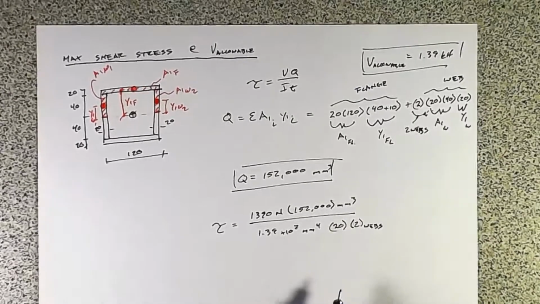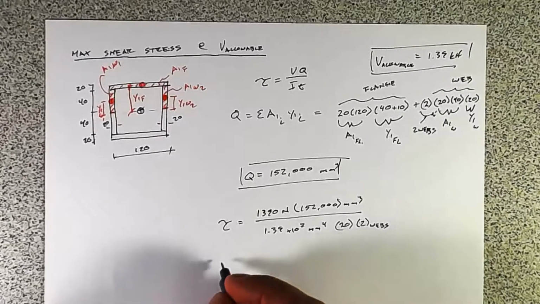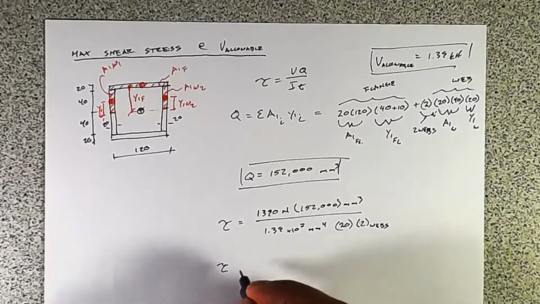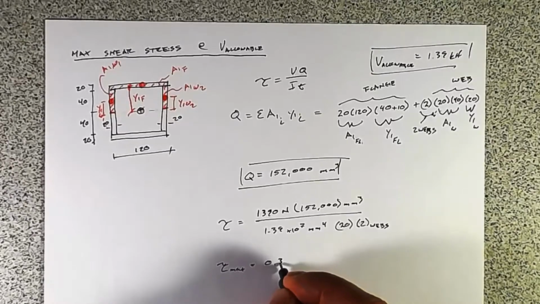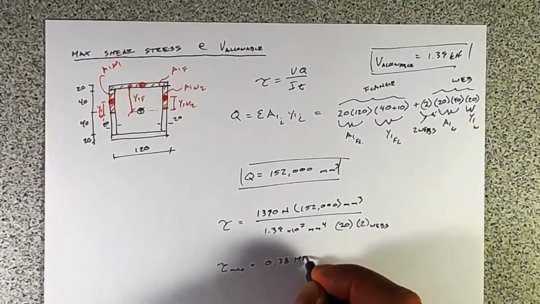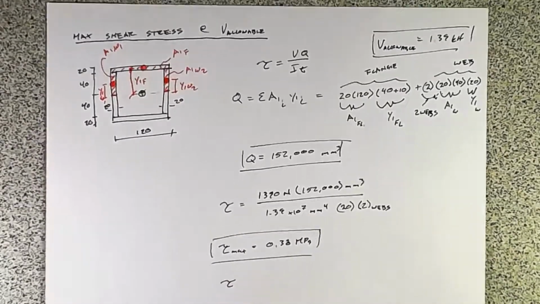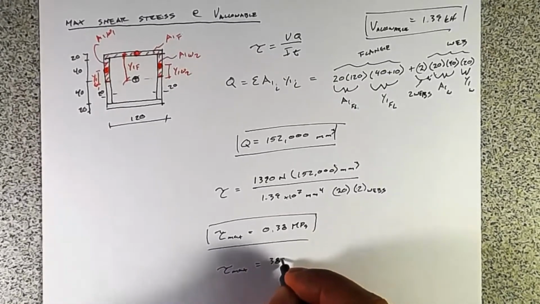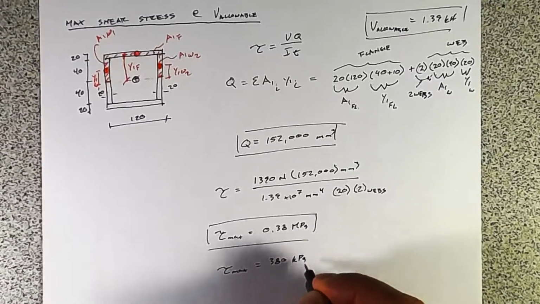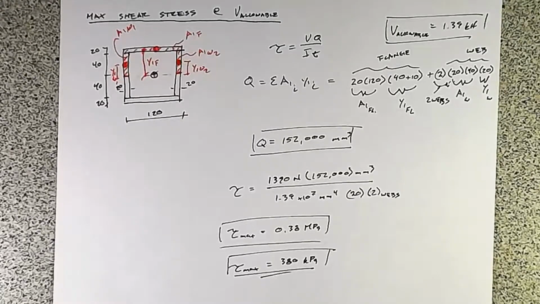All right, so all of that we can work out, and what we find, so tau max equals 0.38 megapascal, or if we want, tau max equals 380 kilopascals. And that's it. That's all the question asked from us.